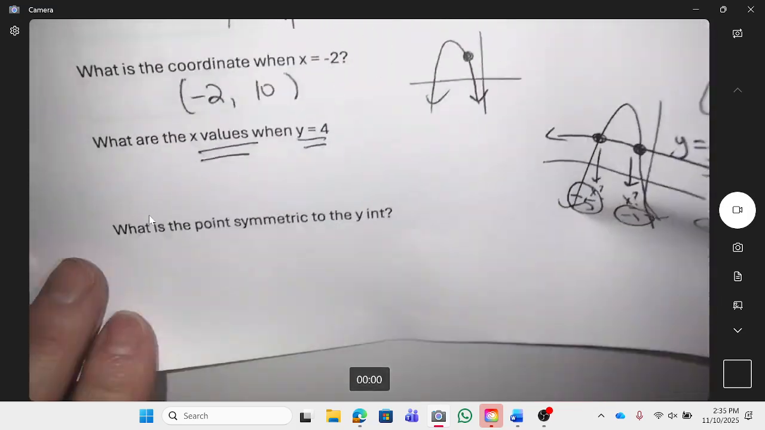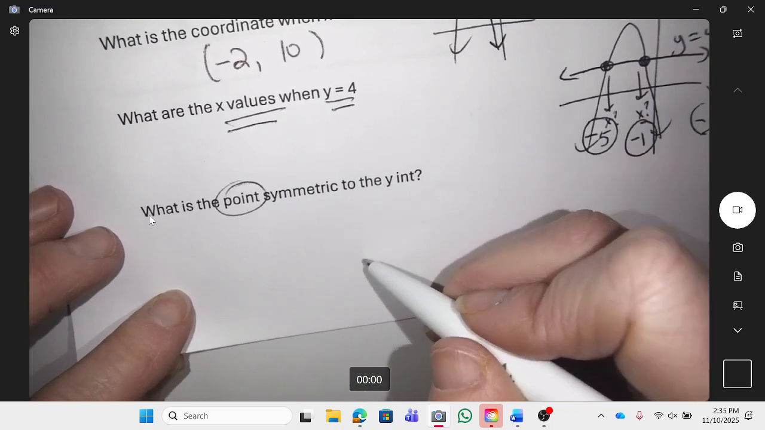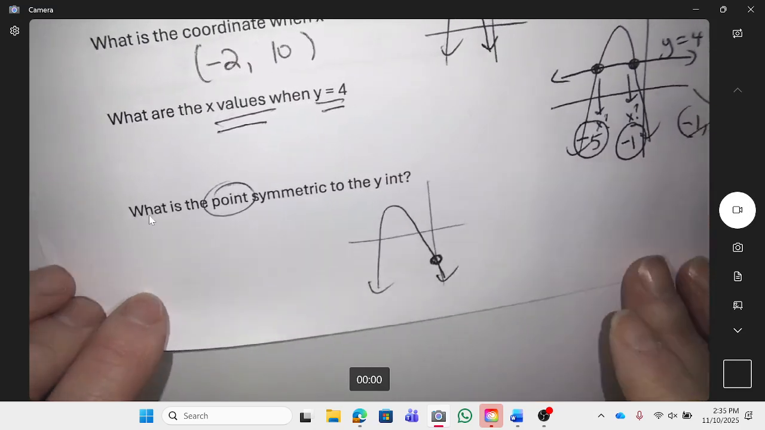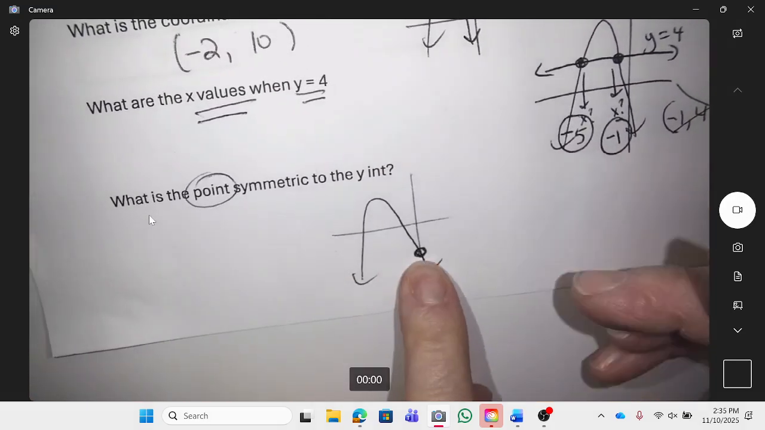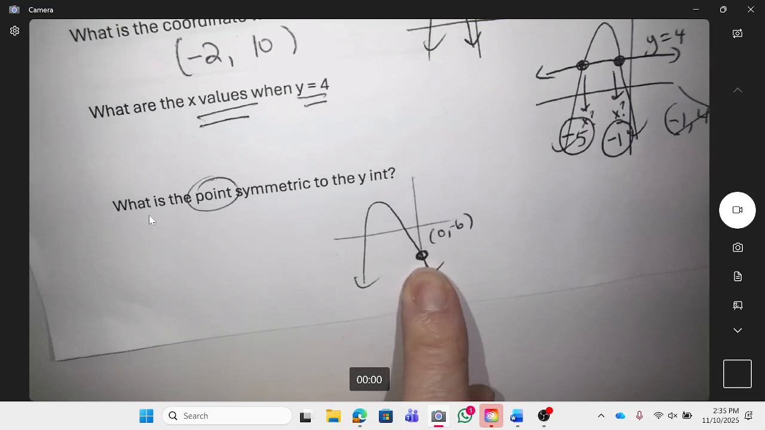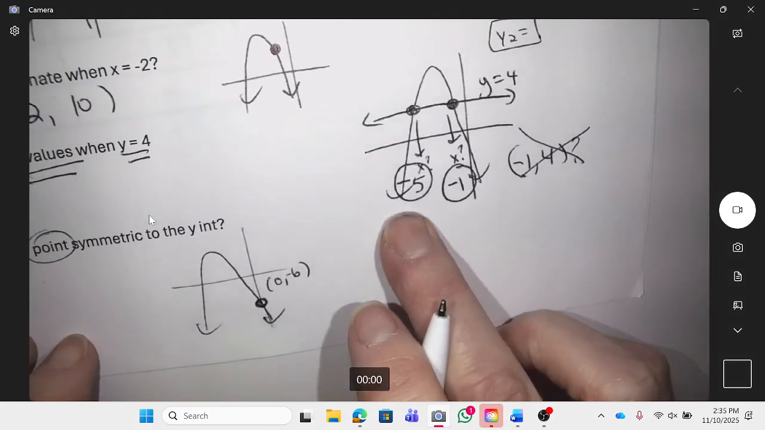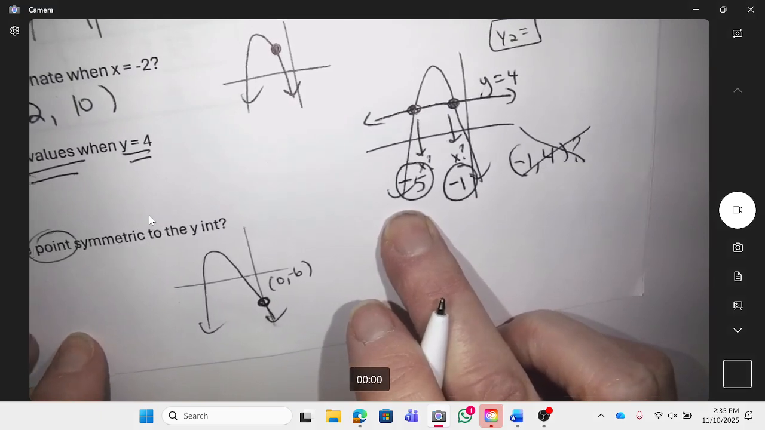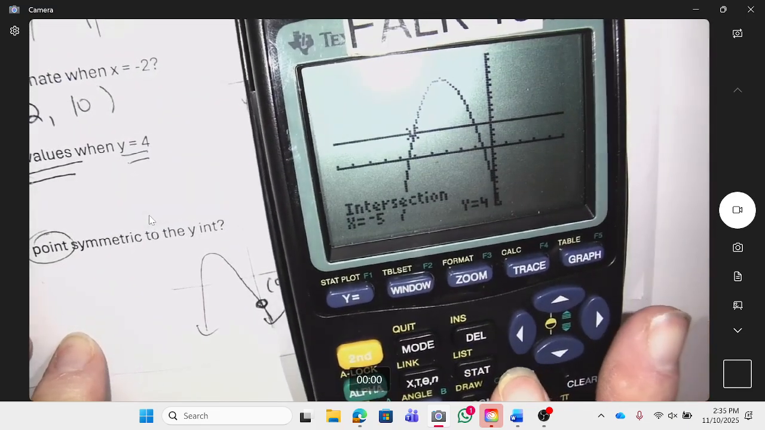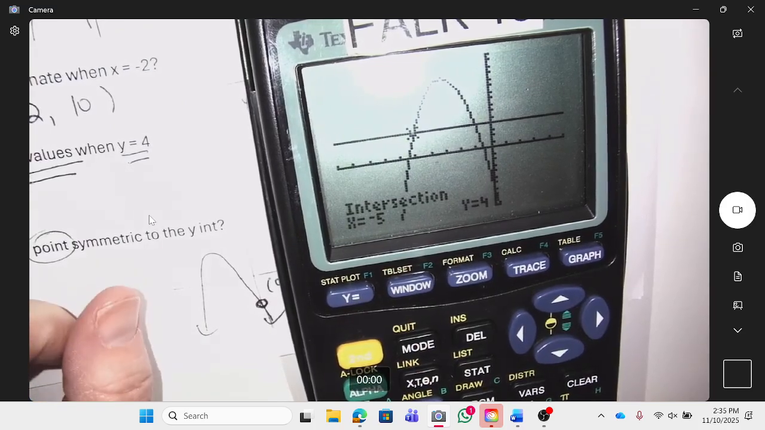Okay, and then the last question on this page says, what is the point that's symmetric to the y-intercept? So here's what I know. That intercept. The last question, answer -1. Both of them. Because where does it hit that height? Two different places. On its way up, and then back on its way down, it'll hit that height again. Right?